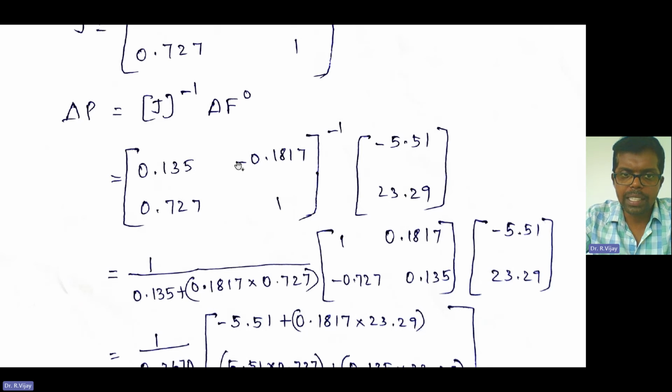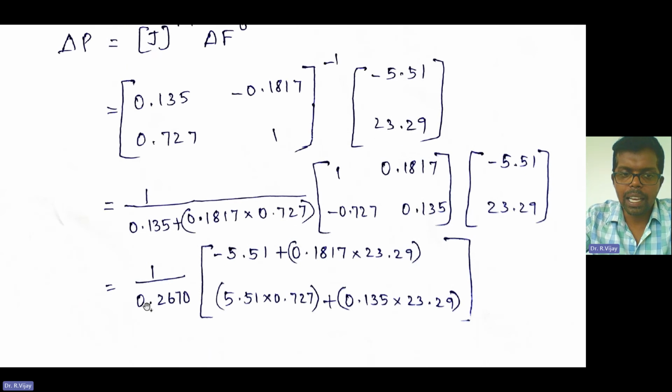We need to change the sign, that is minus. So minus here, minus is there, so here it is plus. So 0.3135 plus this into this. We just multiply it and you'll get the answer like 1 divided by 0.2670. For a 2 cross 2 matrix, we calculate the inverse as 1 divided by modulus of A into adjoint of A.